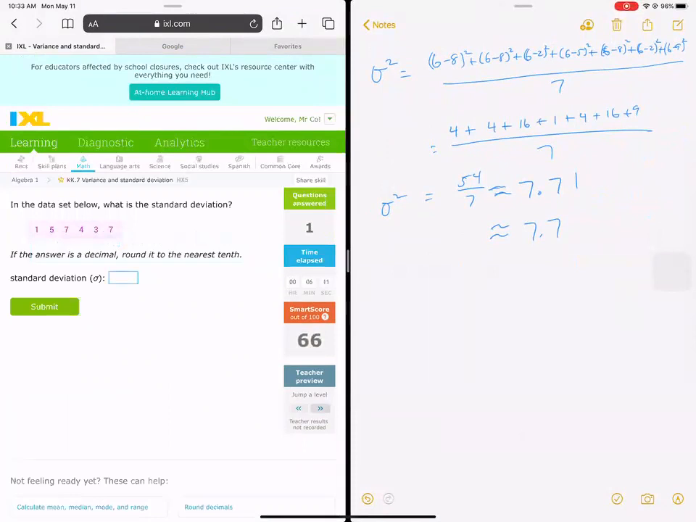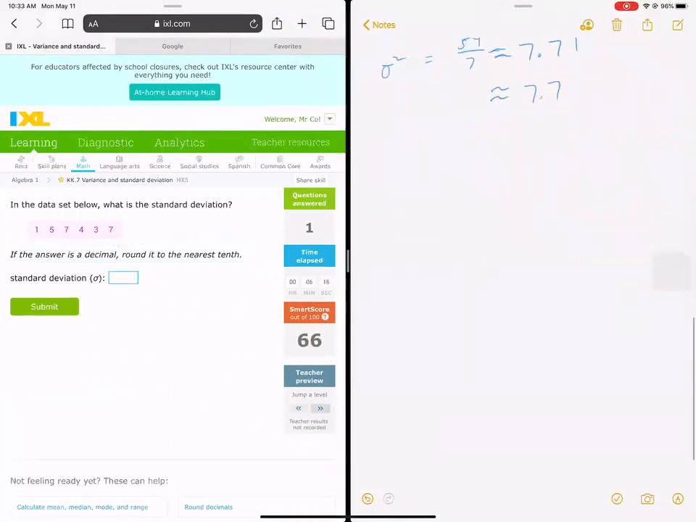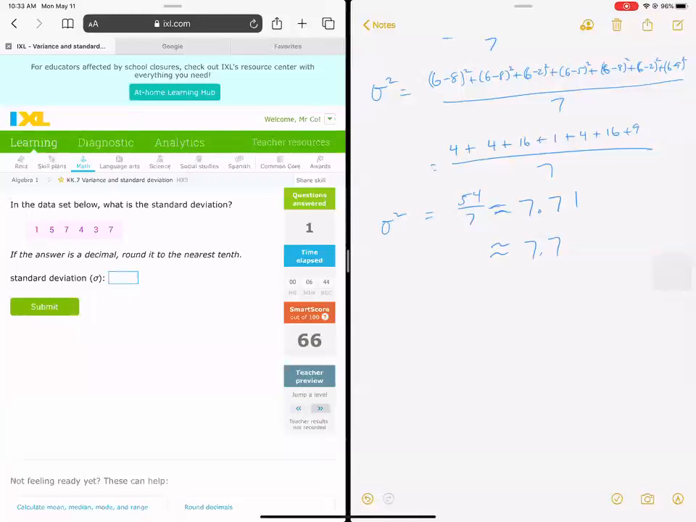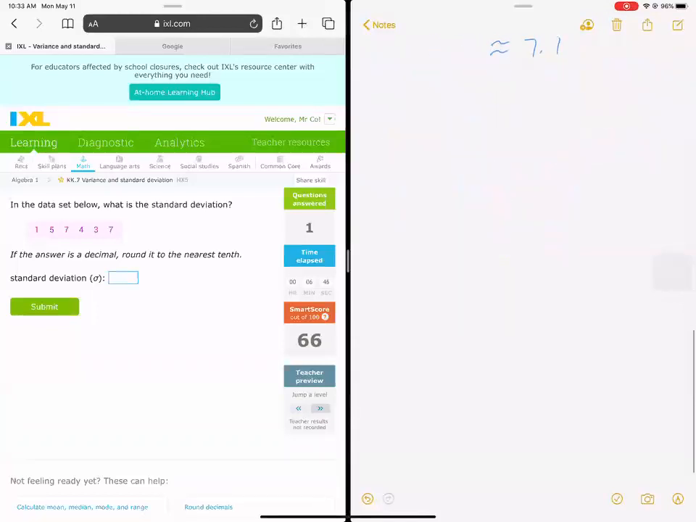The next one is standard deviation. And let's do this last problem. So for standard deviation, we have to first find variance. Our first step is to find our mean, x bar. Okay, find x bar.